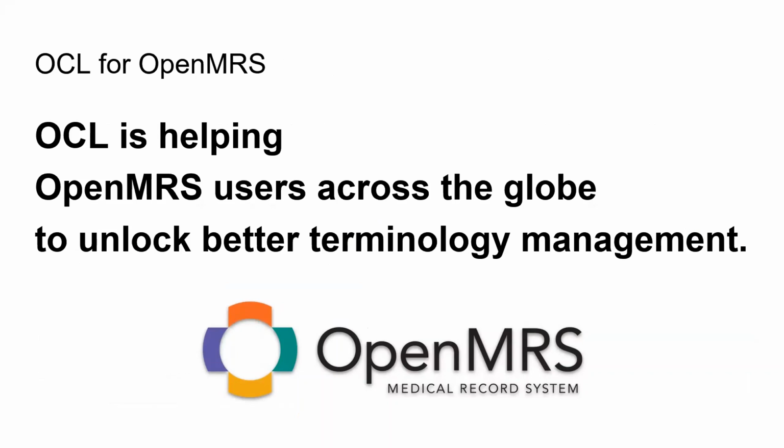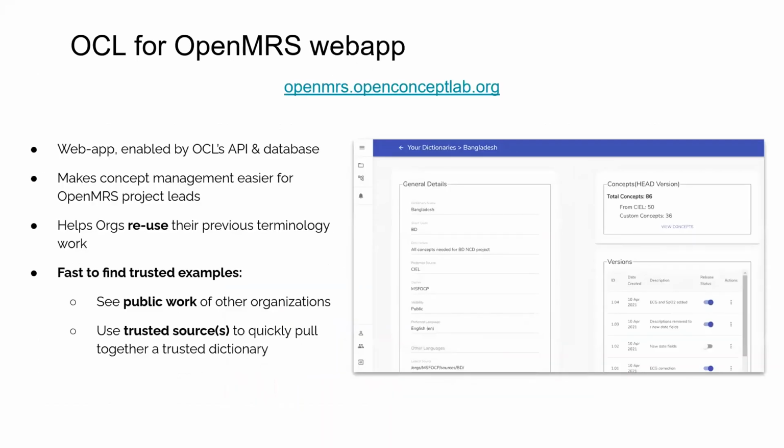So we want to share how OCL is helping OpenMRS users across the globe to unlock better terminology management. So next slide. So earlier it was mentioned how you can use OCL's API, and we are very much experiencing this at the moment. So we have built in our concept management, or OCL squad in OpenMRS, a web app that's enabled and rests upon OCL's API and OCL's database. And the whole point of this web app is to make concept management easier for OpenMRS project leads or terminology team members who use OpenMRS.